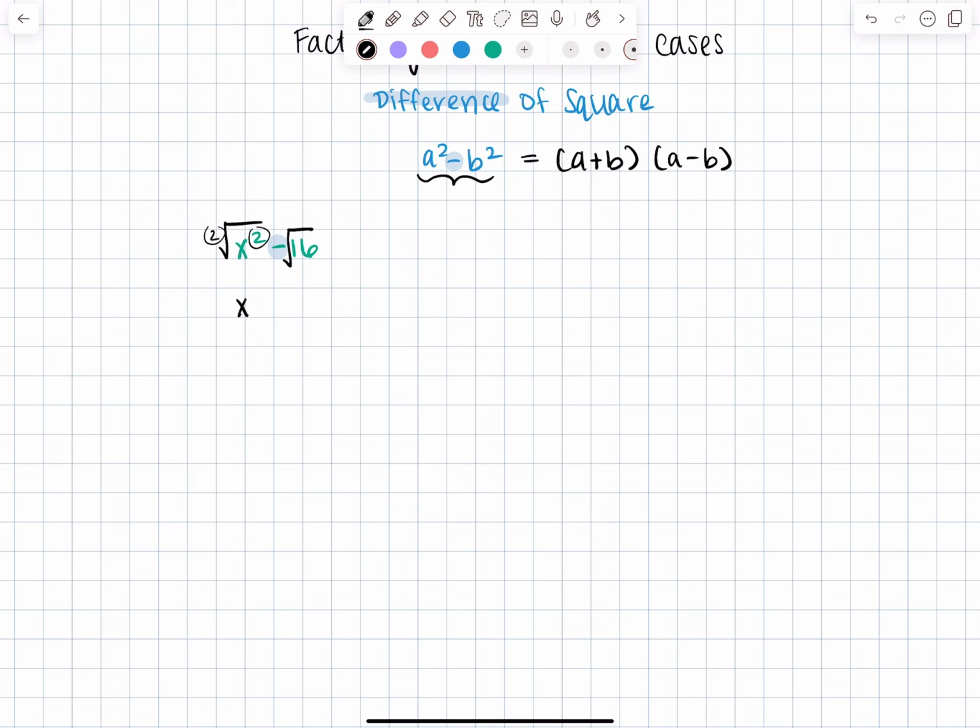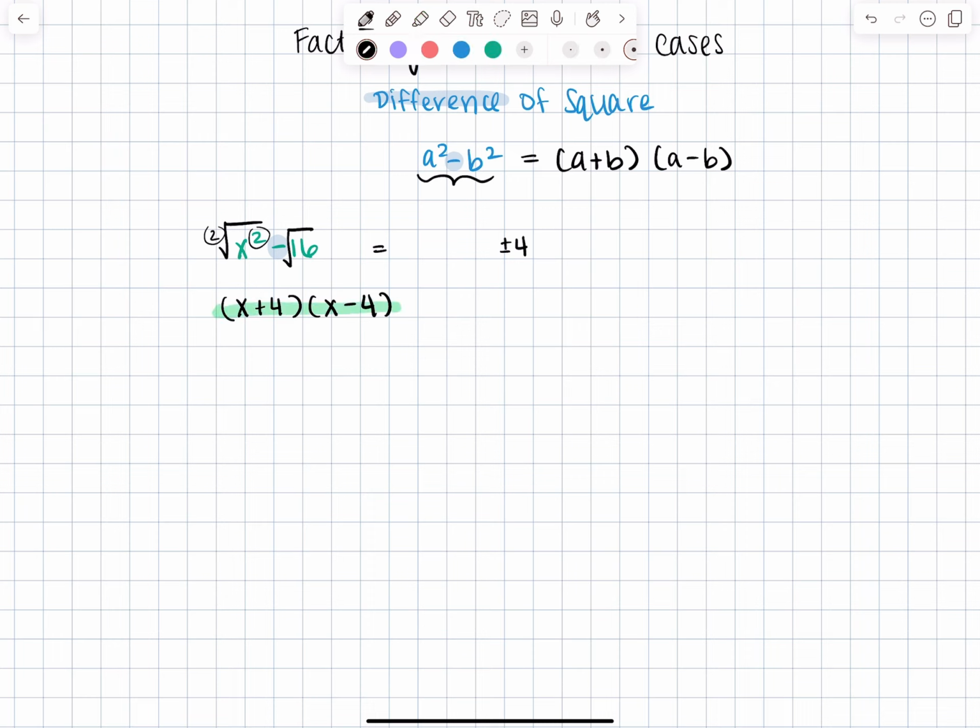So x. And when you have a number under a square root, you have plus or minus that value. This only applies when you have a variable next to it, and we'll look into that in the next example. For this one, since there is no variable next to it, the square root of 16 becomes plus or minus 4. So x plus 4 times x minus 4. This would be our final answer.